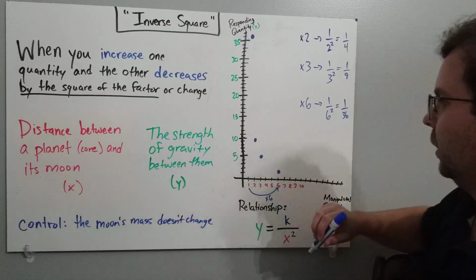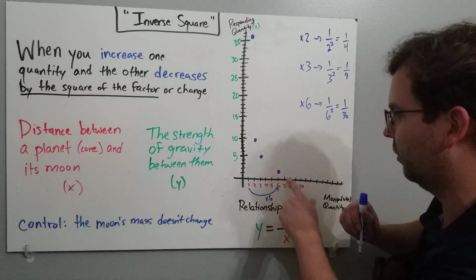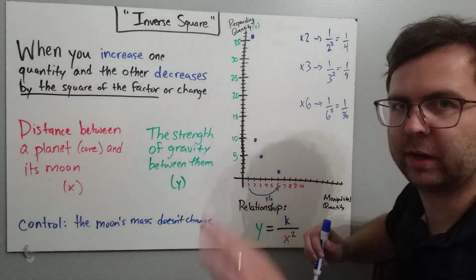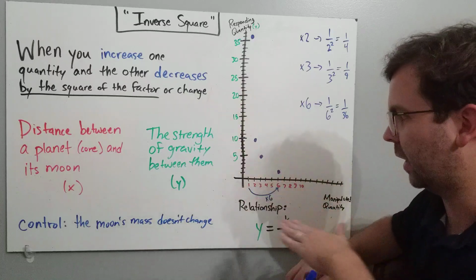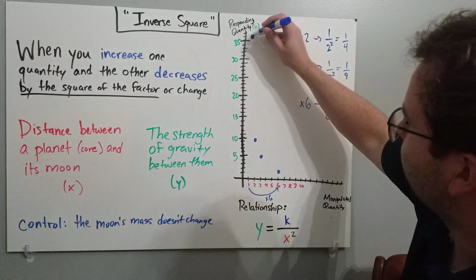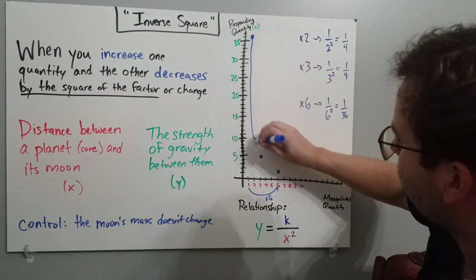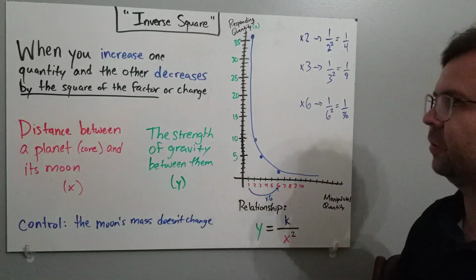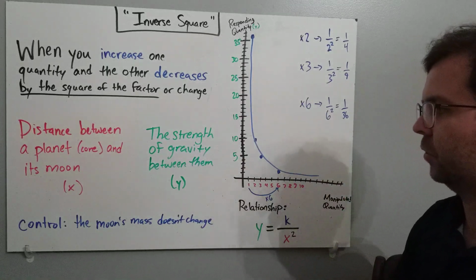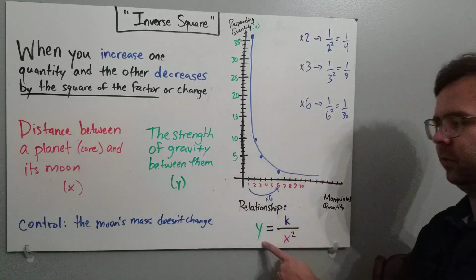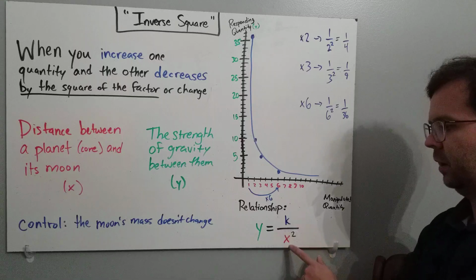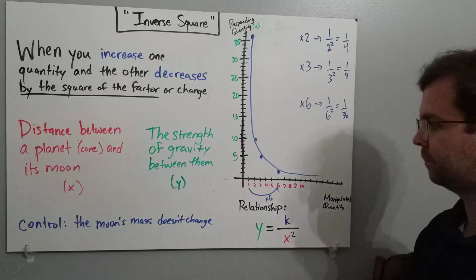And you might think that as we kept going here, it would eventually hit 0, but it doesn't. It actually smooths out here at the bottom, creating this kind of shape. And this is an inverse square relationship. The equation for this is down here, y equals k over x squared.